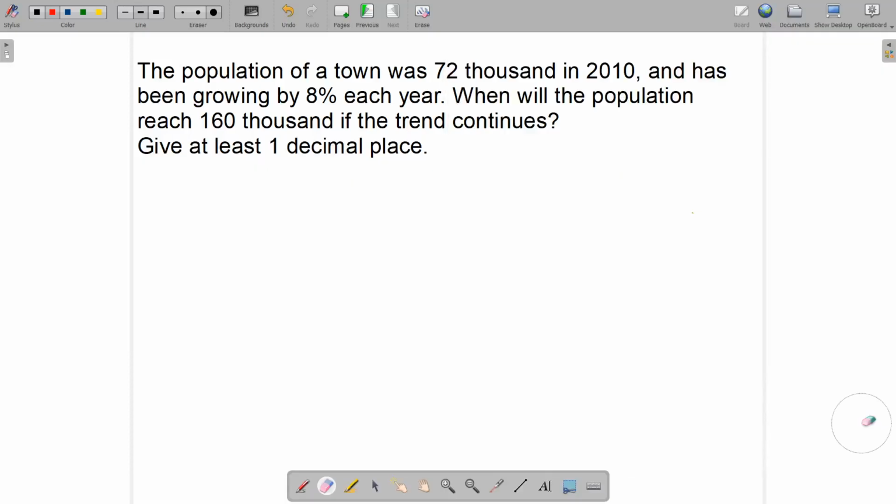All right. So we have this town, population is growing. We're going to see if we can make a prediction about it. So first we have to formulate what's happening here. So we know they're starting at 72,000 in 2010. So a table might help.